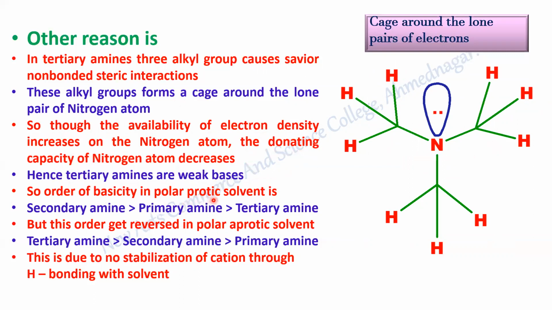So the order of basicity in polar protic solvent is: secondary amine is the strong base as compared to primary amine, as compared to tertiary amine. So what is polar protic solvent? Polar protic solvent means a polar solvent in which the hydrogen is attached to a highly electronegative atom. An example is the simple water molecule, in which hydrogen is attached to the oxygen. So it is a polar protic solvent.